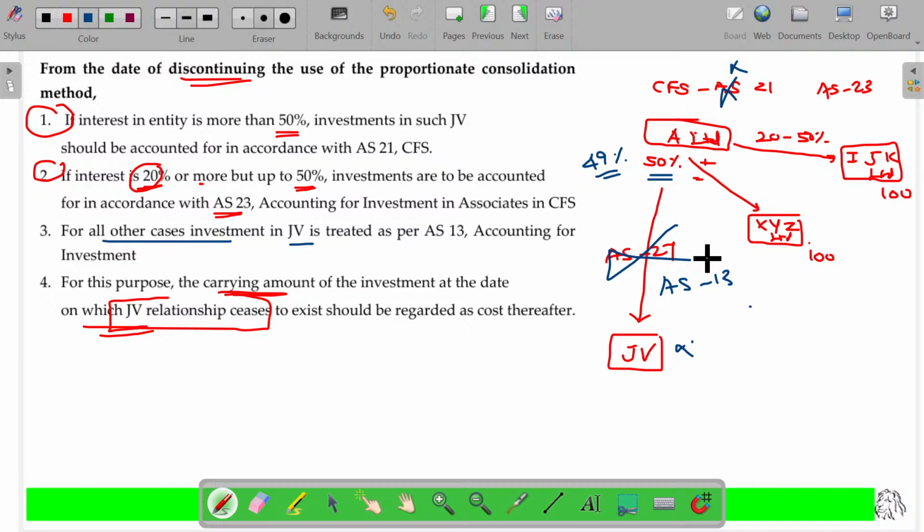When you plan to go for AS number 13, earlier to that, whatever value you show in your books related to the investment in the joint venture will be your investment value. Okay. So, for the purpose, the carrying amount of the investment at the date on which this joint venture relationship ceases to exist should be regarded as cost. Thereafter, that will be the cost. When you sell later on, if you are selling for more than the cost, then it's a gain; less than the cost, it will be loss on sale of investment or profit on sale of investment. Is that clear?